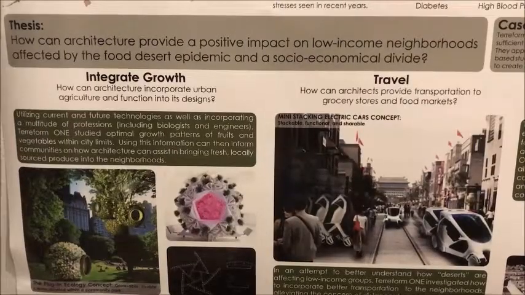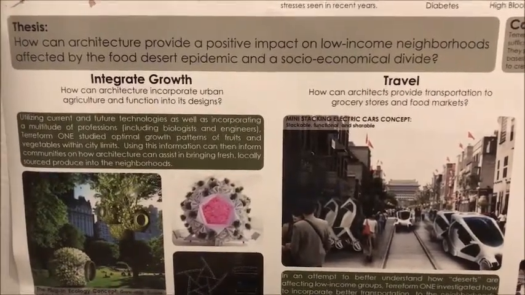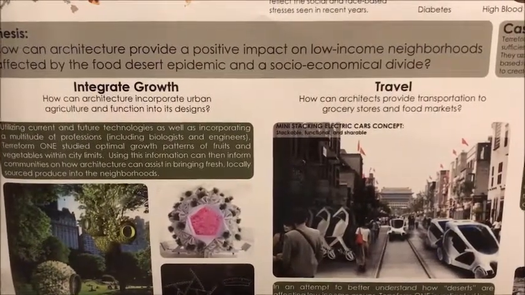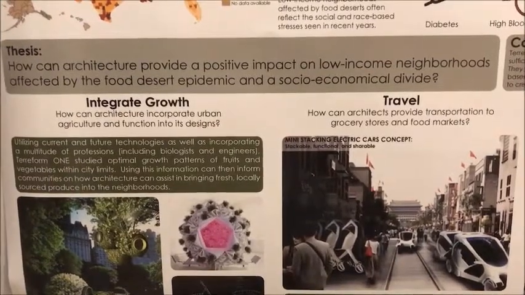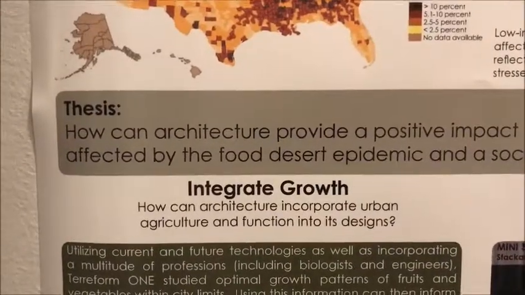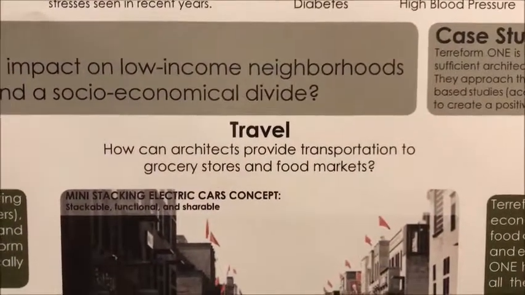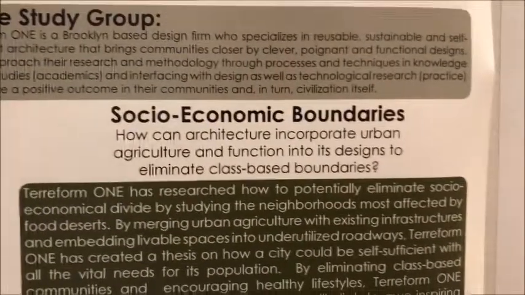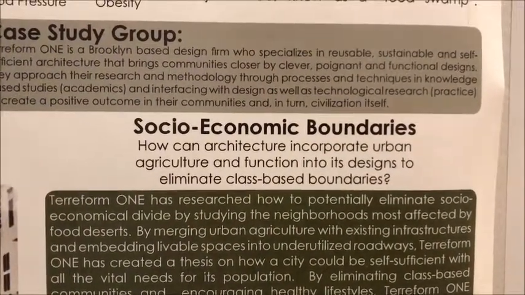Thesis: how can architecture provide a positive impact on low-income neighborhoods affected by the food desert epidemic and a socio-economical divide? I ask these questions to research deeper into the food desert epidemic. Integrated growth. Can architecture incorporate urban agriculture and function into its designs? Travel. How can architects provide transportation to grocery stores and food markets? Socioeconomic boundaries. How can architecture incorporate urban agriculture and function into its designs to eliminate class-based boundaries?